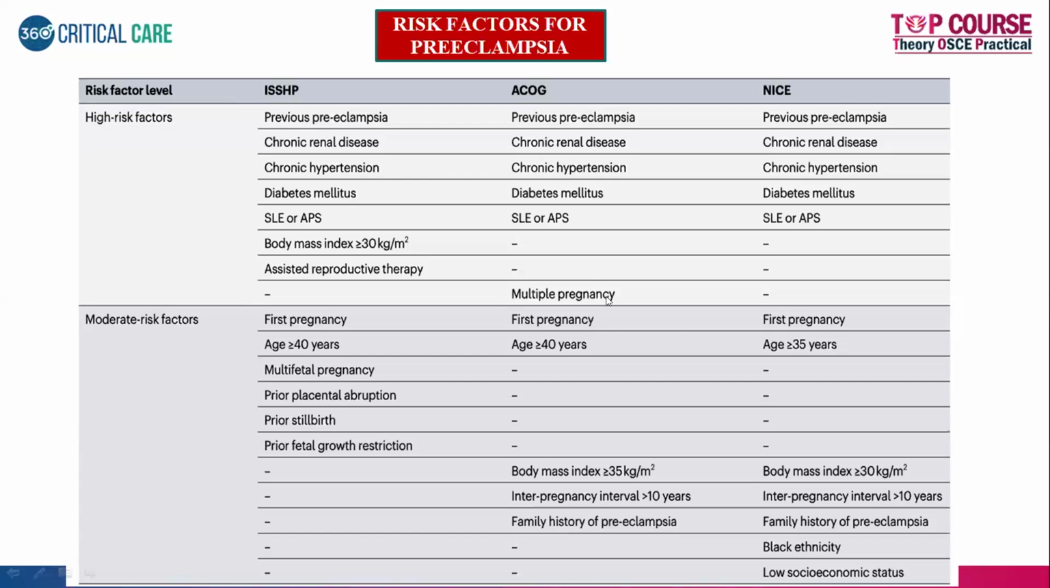Now coming to moderate risk factors. Primigravidas are at a high risk, and especially if the age is more than or equal to 40 years. Initially it was more than or equal to 35. Now, because of the delayed pregnancies which are happening, they have extended it to age more than or equal to 40 years. Also if the patient is obese, BMI more than 35, an inter-pregnancy interval of more than 10 years, and any family history of preeclampsia. So these are the moderate risk factors for development of preeclampsia.